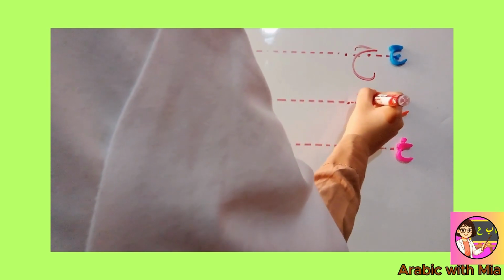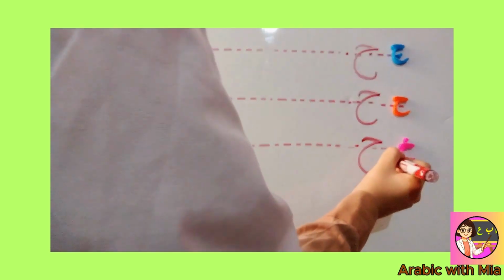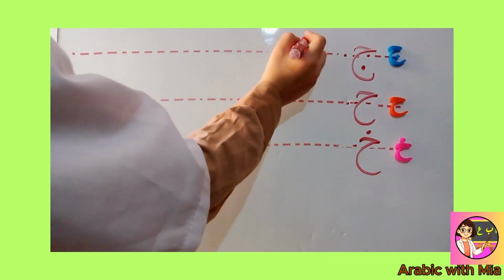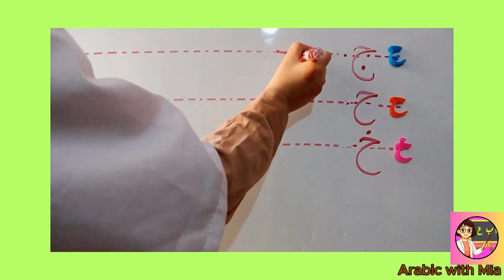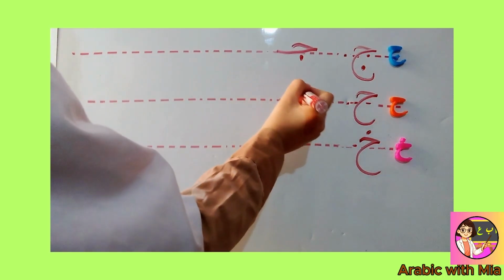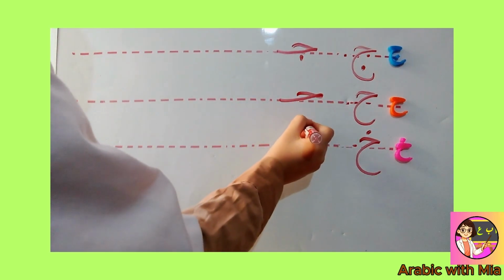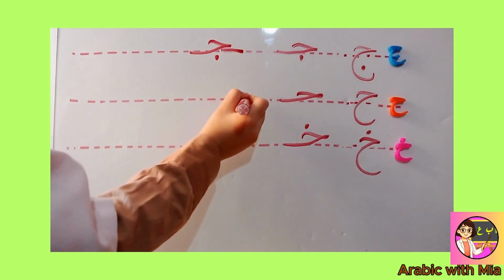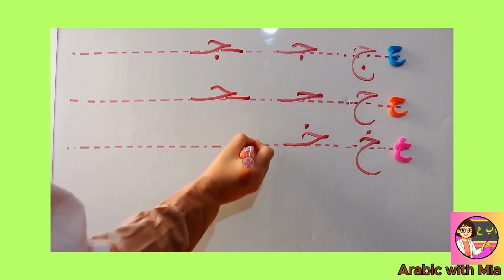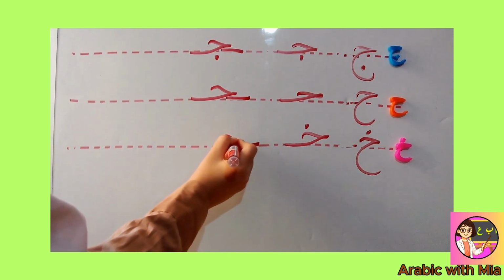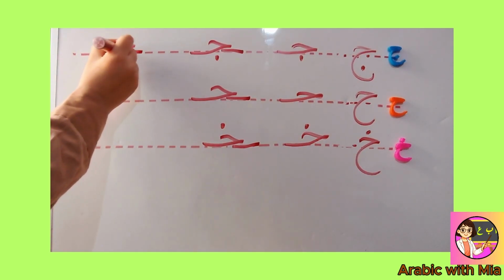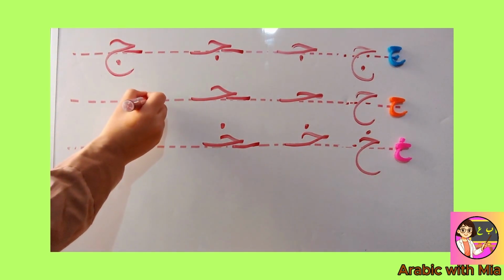Now let's see their different forms depending on their position in the word. This is their isolated form. Kha has one dot above, Ha has no dot, and Jim has one dot below. This is their form at the beginning of the word, and this is their form in the middle of the word, with one straight line before and one straight line after to connect with the letters. This is their form at the end of the word.